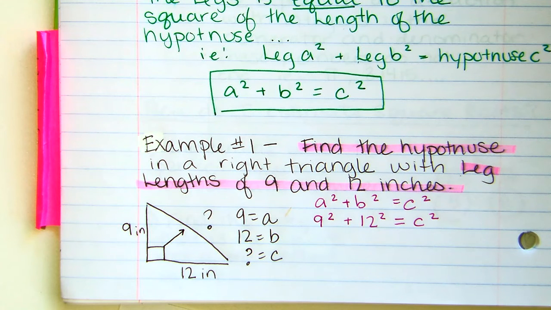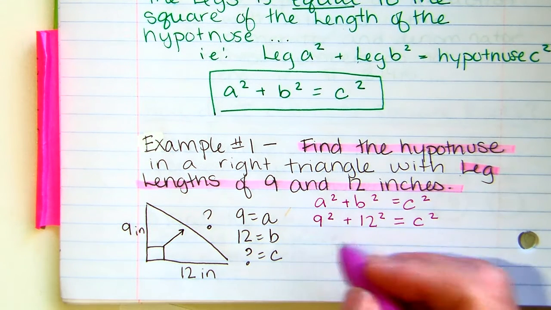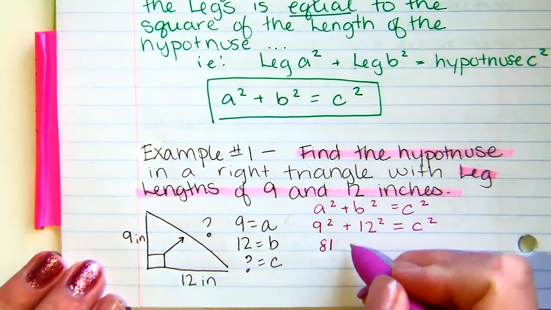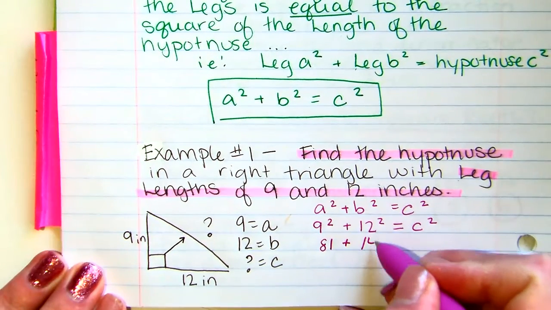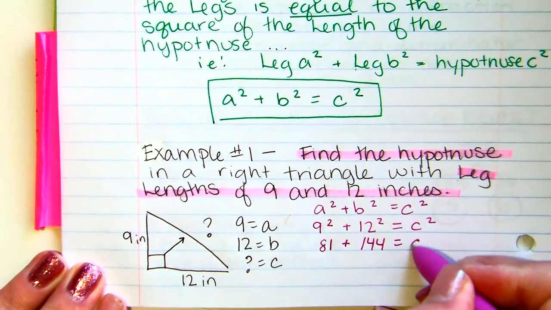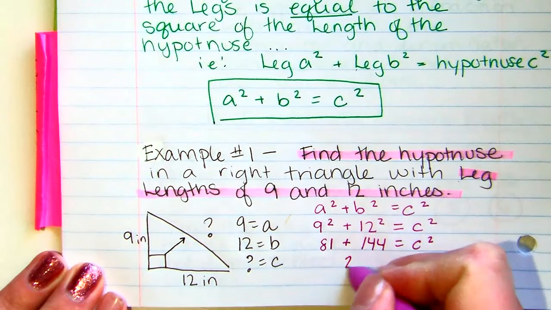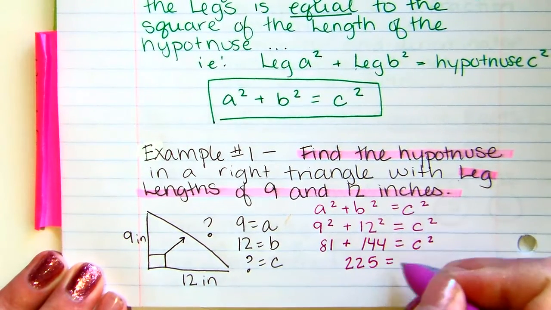Now we're going to combine these together. 9 squared is 81, so I'm going to write 81. 12 squared is 144, and that equals C squared. When we take a look at these and add 81 plus 144 together, we get 225. So 225 equals C squared.